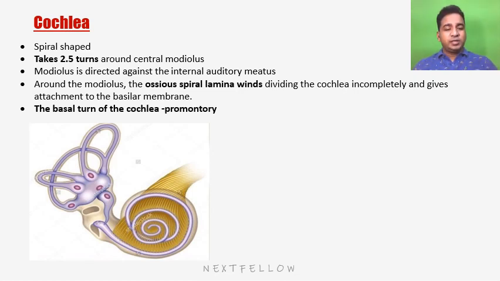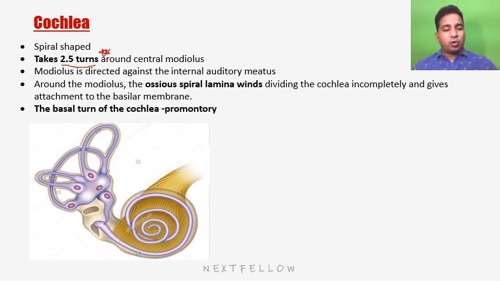So in this diagram, you can see the cochlea. We all know this cochlea takes spiral turns. So how many turns does it take? Around 2.5 turns around the central modiolus. So what is the central modiolus? It is a central axis around which these cochlear turns take place. So these are 2.5 in number. It is again an examination question, and this modiolus is directed towards the internal auditory canal, or we can say internal auditory meatus.